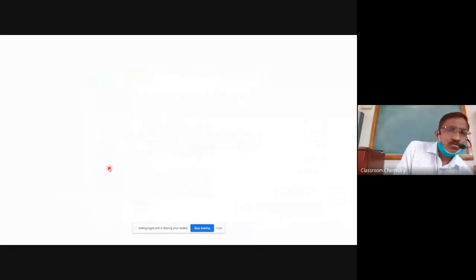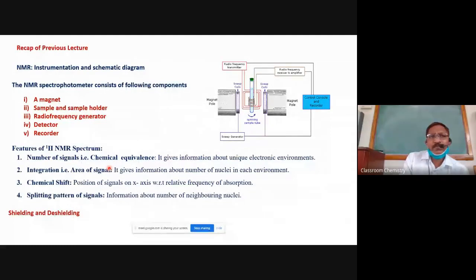So in NMR spectroscopy, we have to recapitulate the previous lecture. We have explained the instrumentation and schematic diagram of NMR. A long question is always asked on this, and you have to draw the diagram. Along with that, we have to give the different components present in NMR spectroscopy: a magnet, sample holder, radio frequency generator. This is the sample holder, then these are the magnets, then this is the radio frequency transmitter, and this is the radio frequency generator.